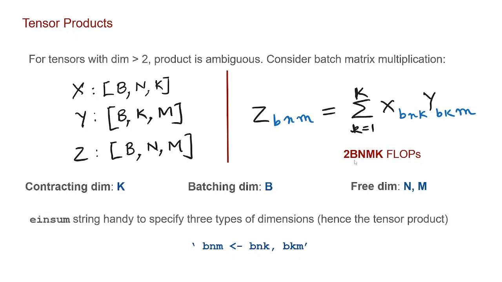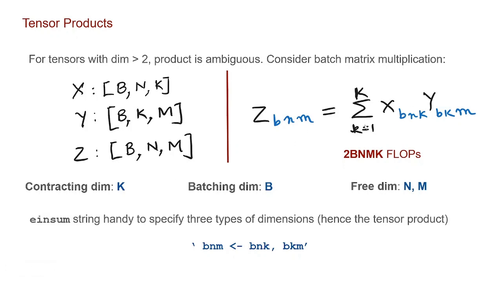To obtain z, this takes up 2BNMK flops. This is because for this computation, if you expand it, we are doing K multiplies and K adds, so that makes it 2K flops to obtain one output element, and in total we are obtaining B N M output elements, so that makes it in total 2BNMK flops for getting the output.